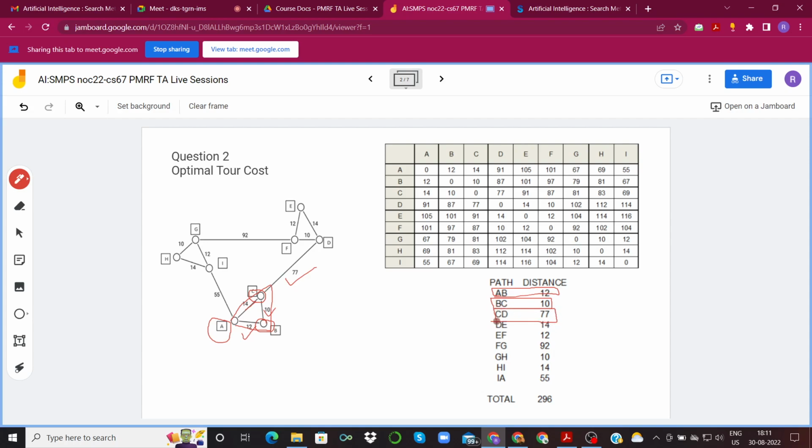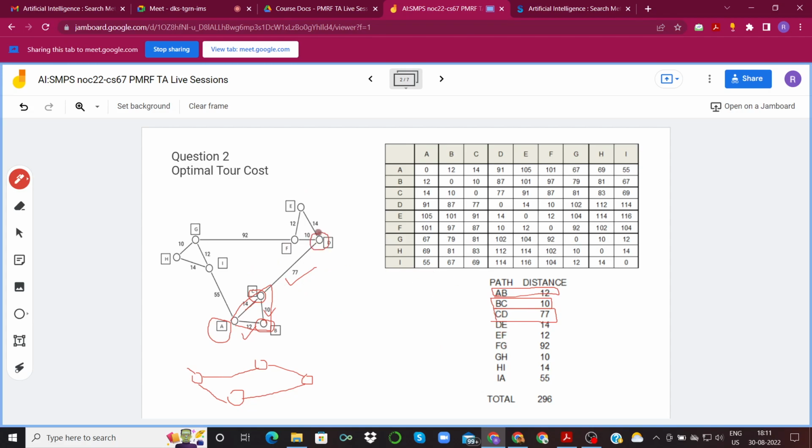So an already visited node should not be traversed. Yeah, that's the whole point behind TSP, right? You have a set of cities and your task is to start at one of them, find a tour that visits all these cities exactly once and returns to its starting point. Correct. Right. So we considered CD.